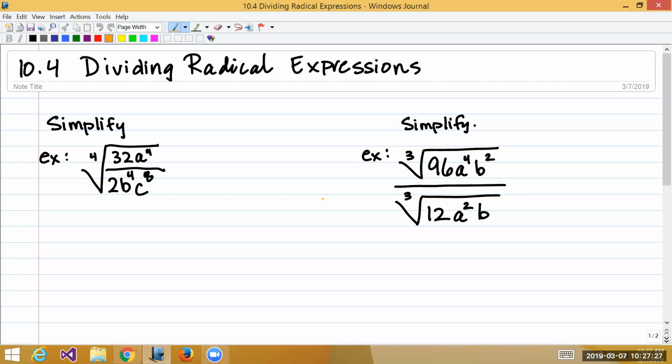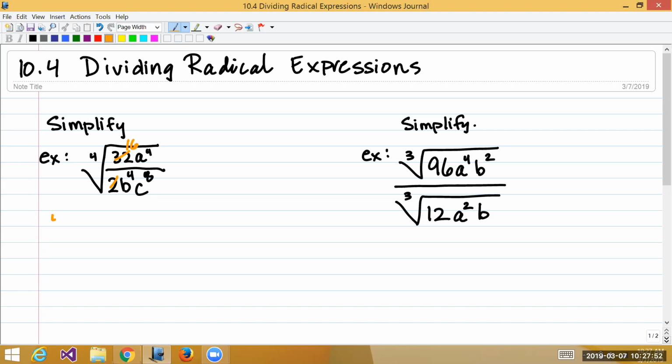10.4, dividing radical expressions. So this first one, we want to simplify. So you have to ask yourself, looking at the fraction on the inside, is there anything that can first be just simplified within the fraction? And if we notice, we can actually cancel the 2 out of the 32, right? So let's go ahead and do that. So the 2 will cancel with the 32, leaving a 16.